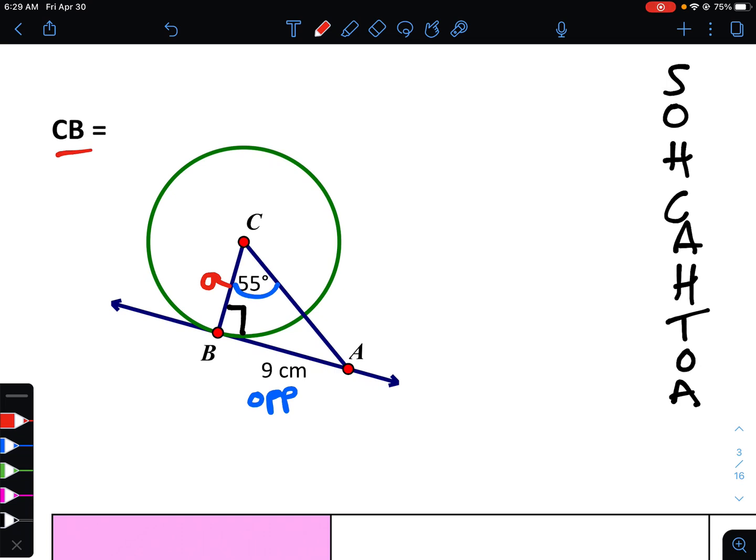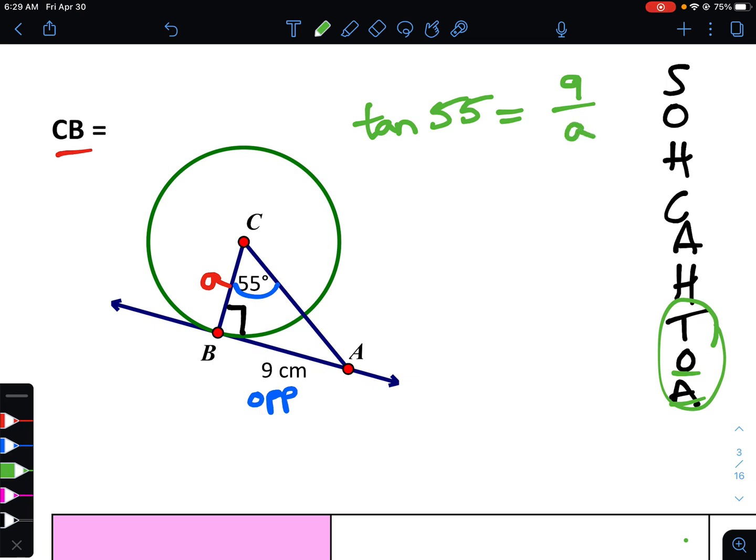So if we've got opposite and adjacent, that's our clue to use the tangent, because opposite and adjacent, O and A, would go with tangent. So we would take the tangent of our angle, so the tangent of 55 degrees, and set that equal to our opposite side, which is 9, divided by our adjacent side, which is A. Then to solve that equation, to get A by itself, remember, since it's in the denominator, this is where we swap that with the tangent of 55, and we would say that A is equal to 9 divided by the tangent of 55.